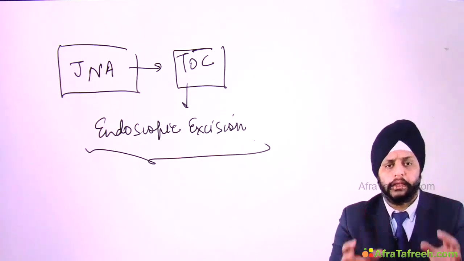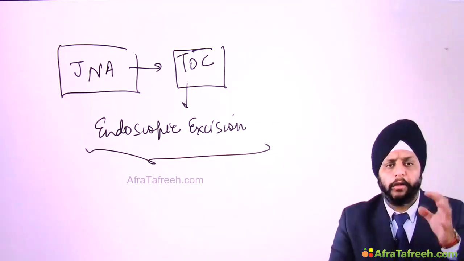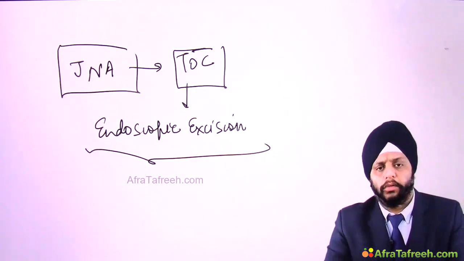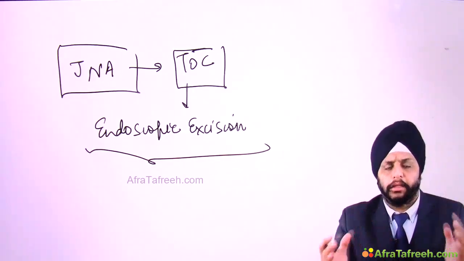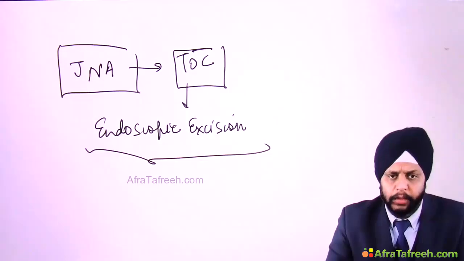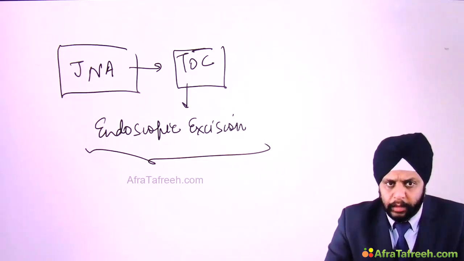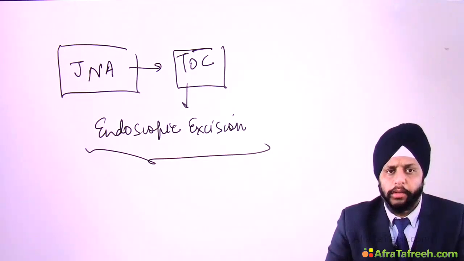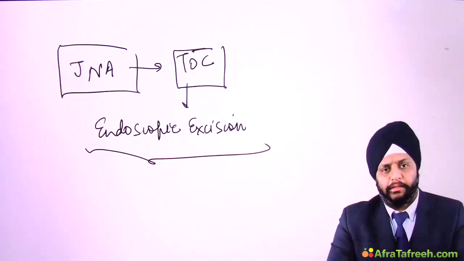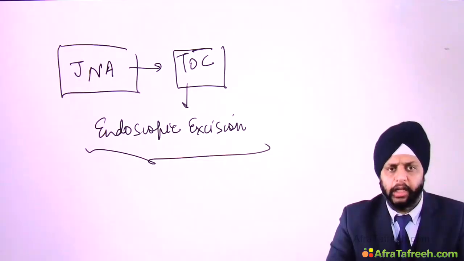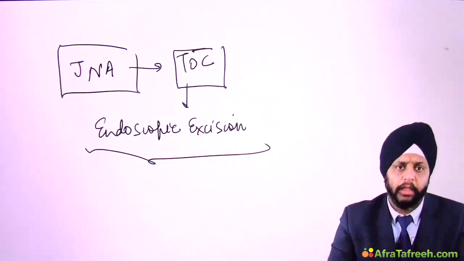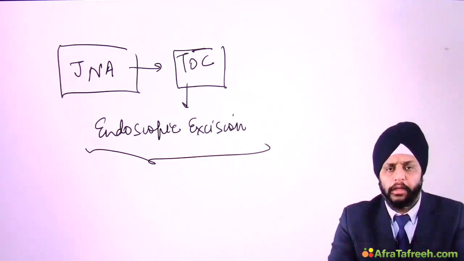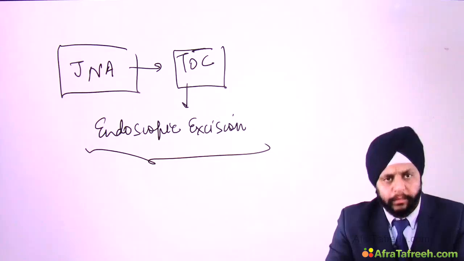Okay, that's the treatment you have to remember. The treatment of choice nowadays is endoscopic excision of JNA. Yes, a lot of different methods have been described to remove the JNA, right? But now the treatment method that is sufficient from a small JNA to a very large JNA going into the intracranial cavity, endoscopic excision can treat almost all the cases.